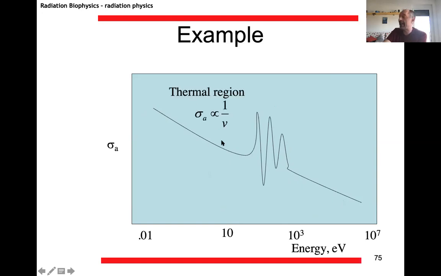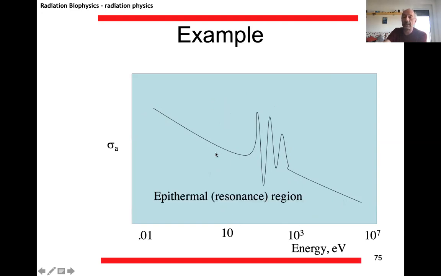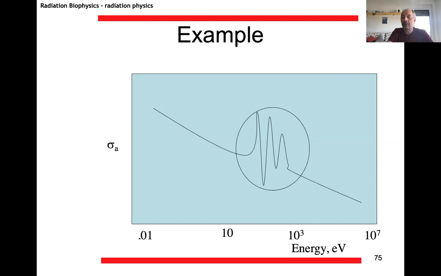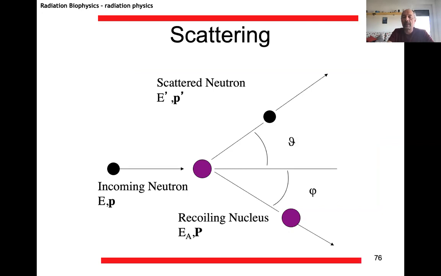This is the thermal region, which essentially goes like 1 over the velocity. The epithermal region is where you have resonance, where you can have some resonance reactions. And this is the fast neutron region, where again the cross-section goes down with the velocity, like in the thermal region. The scattering, of course, is really like a billiard scattering.